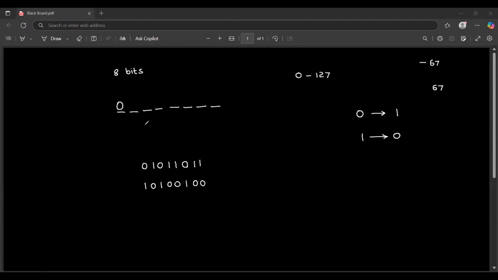So there are only 2 rules. If it's positive, the first digit is 0, and you write down the other 7 bits for representing the number. If it's negative, first you write the positive number, then you just inverse it. So let's say we have plus 12.